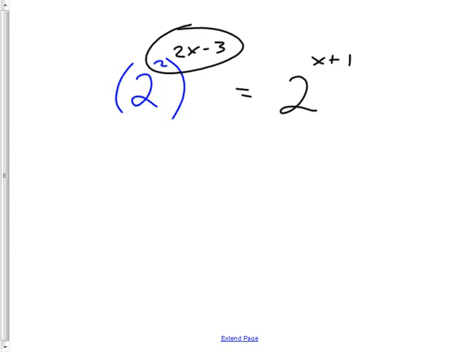Now one mistake right here. Do 2 times 2x minus 3. That's not 4x minus 3. It's what? 4x minus 6. You got to distribute that too. 4x minus 6 is equal to x plus 1.